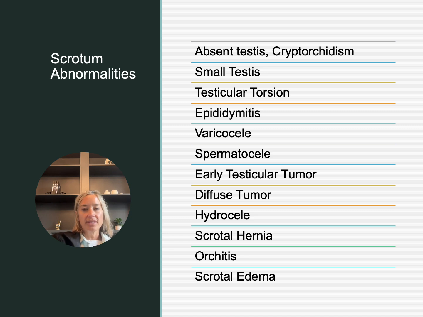A varicocele is an enlargement of the veins within the scrotum, often described as feeling like a bag of worms. It may impact fertility, and it can be surgically corrected if needed. A spermatocele is a cystic swelling in the epididymis filled with fluid and dead sperm, typically painless and benign.